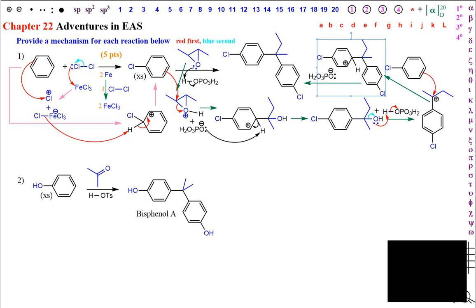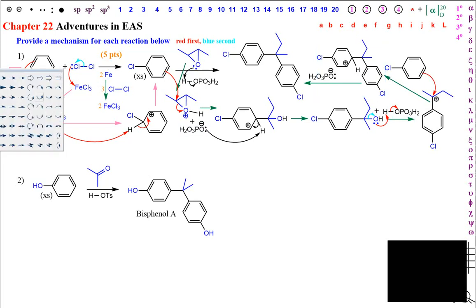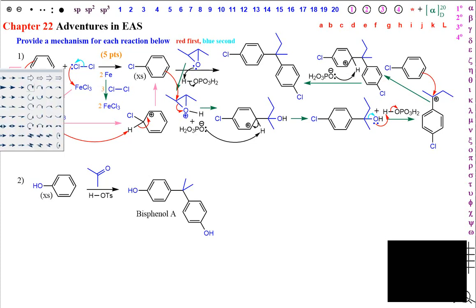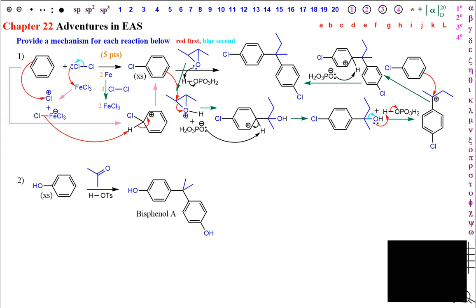Intermediate indicated here will undergo re-aromatization using the hydrogen phosphate ion as the base. Sigma becomes pi, E1 type reaction. And we've made our desired product.